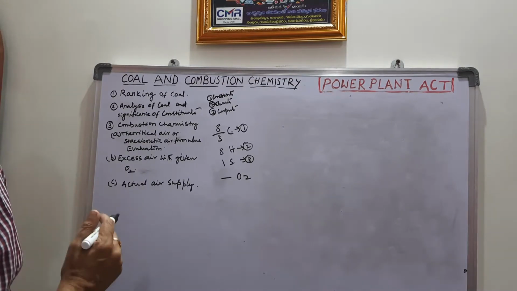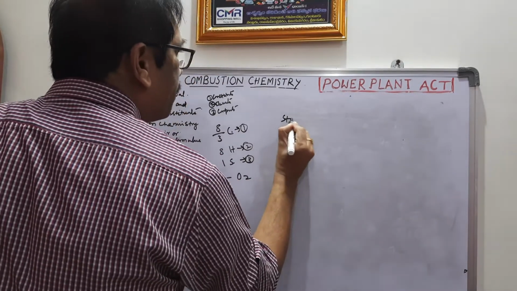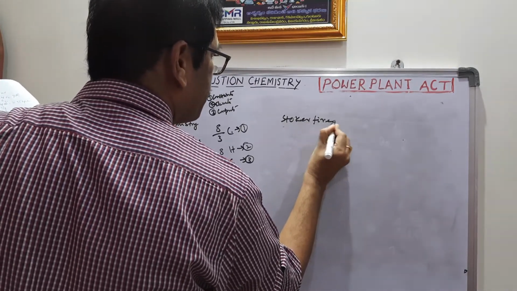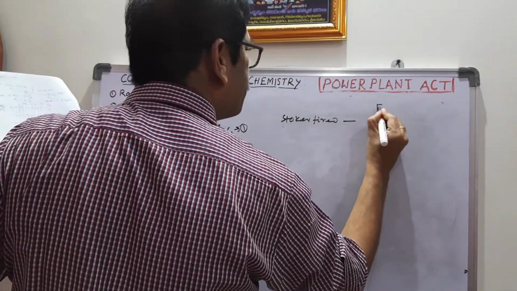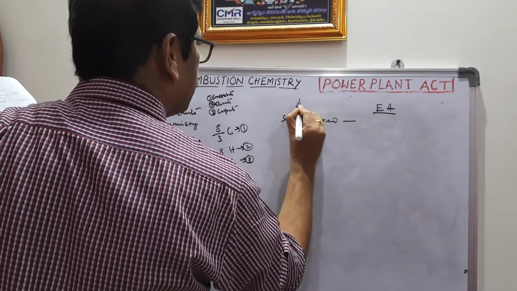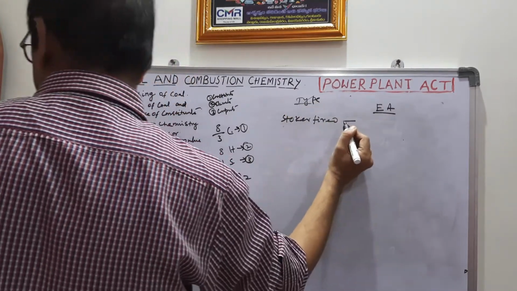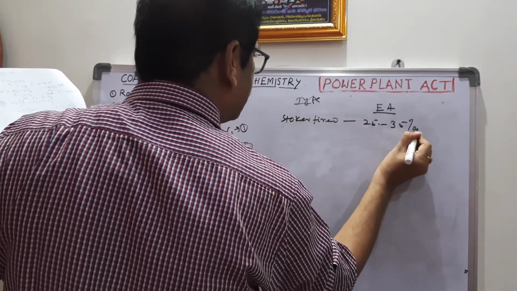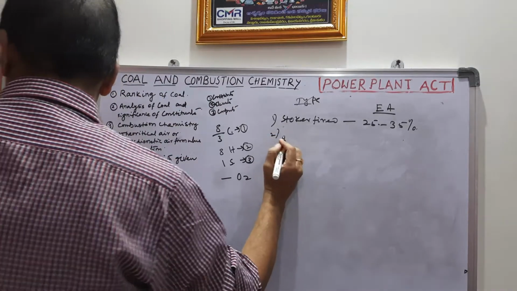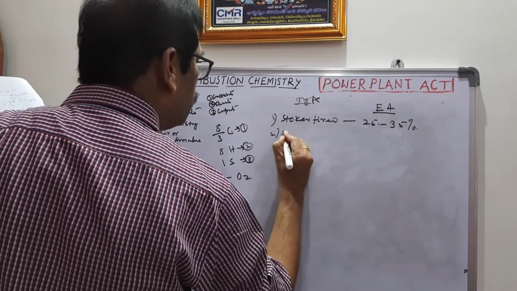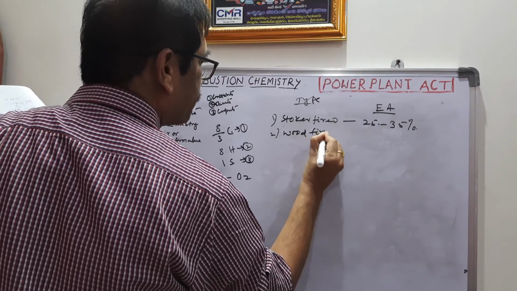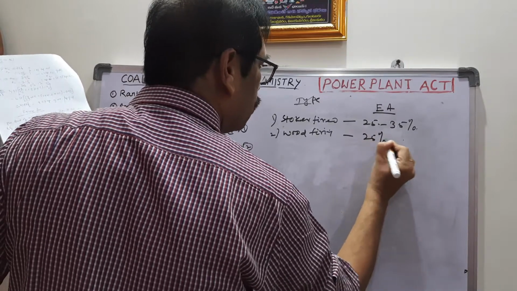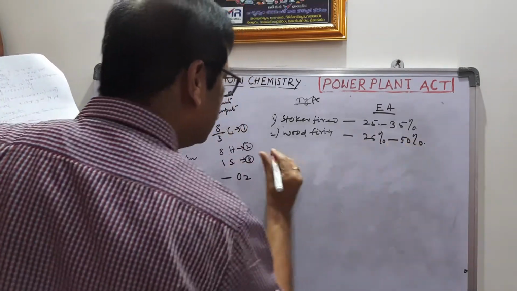For stoker fired boiler, this is the type and this is the excess air. It needs 25 to 35% for stoker fired. For wood firing, 25% to 50% excess air is needed.